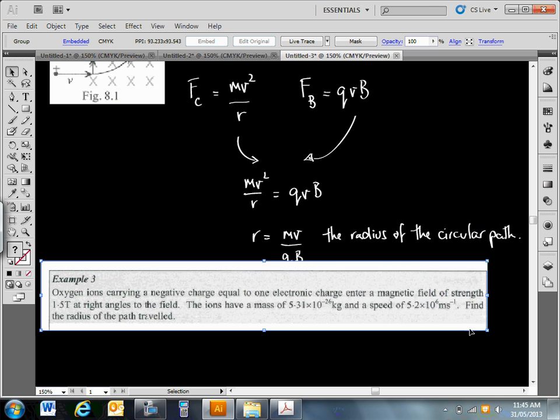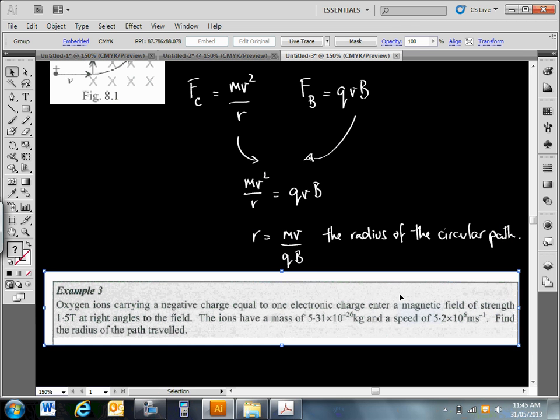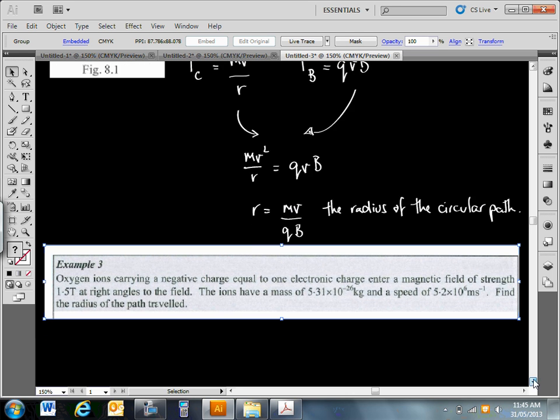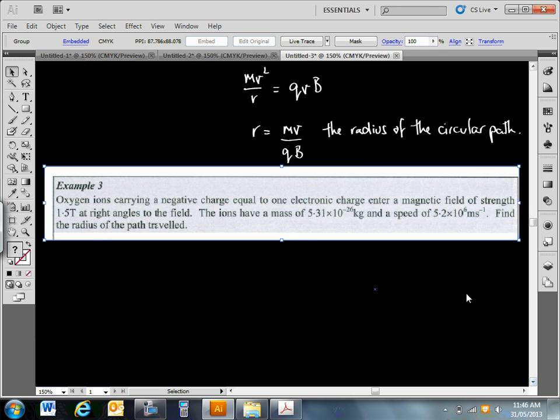A question for you. Oxygen ions carry a negative charge equal to 1 electronic charge. They enter a magnetic field of strength 1.5 Tesla at right angles to the field. The ions have a mass of 5.31 by 10 to the minus 26 kilos and a speed of 5.2 by 10 to the 6 meters per second. Find the radius of the path traveled.